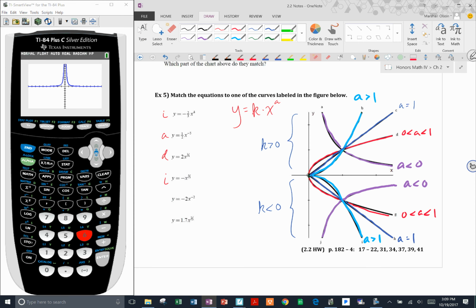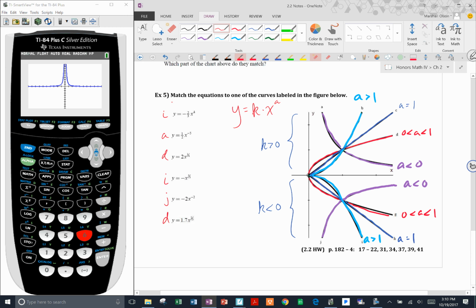Well, except we're in the fourth quadrant for this one. So it's going to be like this one, A greater than 1. So we have negative, so I'm looking in the fourth quadrant. Negative, A less than 0 is going to be this guy here, which is graph J. And then 1.7x to the 2/3. Okay, so positive, looking in the first quadrant, to the 2/3 would be between 0 and 1, so we're looking at graph D.